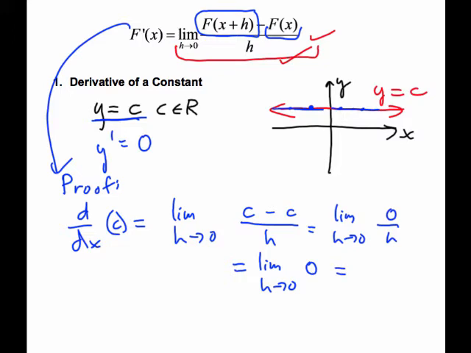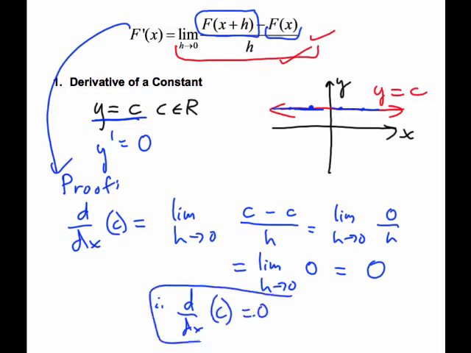And the limit of a constant we know is 0. So in fact, we have shown that the derivative of a constant is always 0. And now that we've proven that, we can use that result whenever that particular situation comes up.